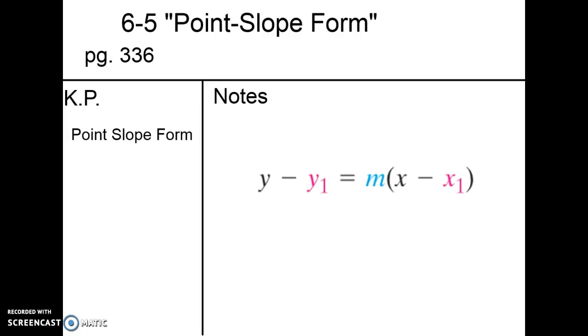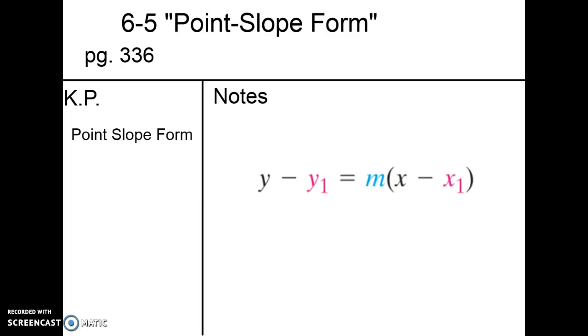Today we're learning about 6.5, which is point slope form. If you get stuck, these notes don't help on the homework or anything like that, you can always reference page 336 in your textbook, and hopefully those pages will help.